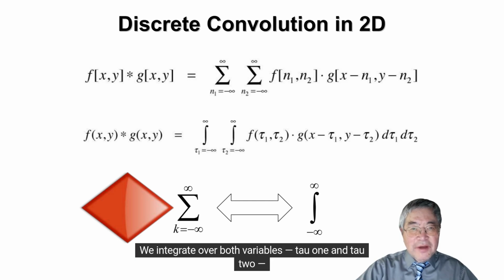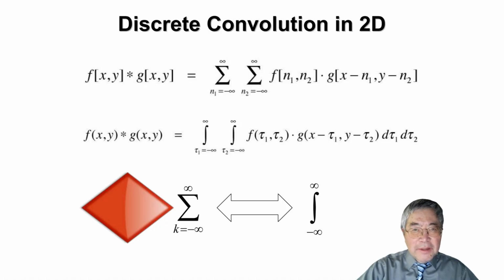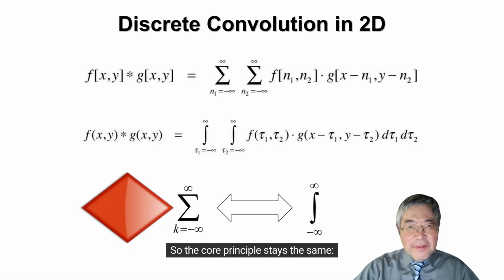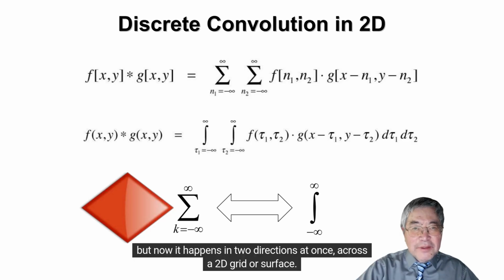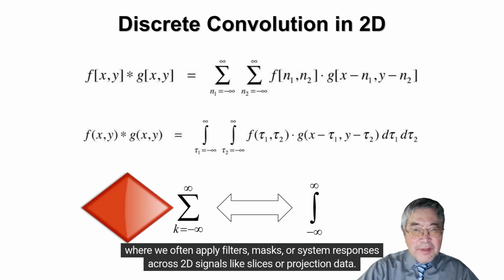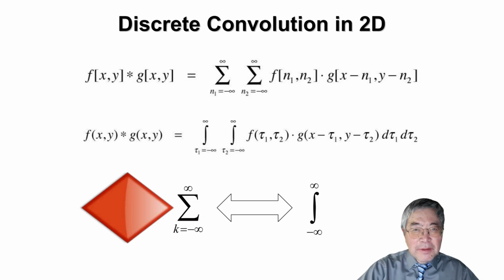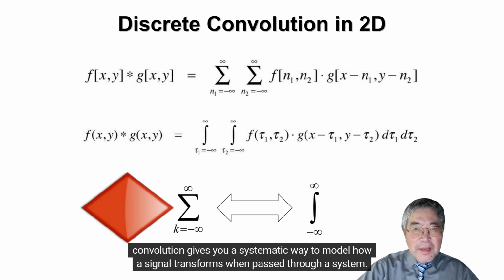We integrate over both variables, tau1 and tau2, to compute the total area under the product. So the core principle stays the same: flip, shift, multiply, and sum or integrate, but now it happens in 2 directions at once, across a 2D grid or surface. This extension is especially important in image processing and medical imaging, where we often apply filters, masks, or system responses across 2D signals like slices or projection data. Whether you're summing or integrating, convolution gives you a systematic way to model how a signal transforms when passed through a system.